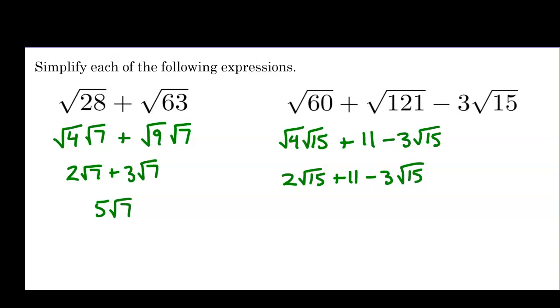So we have 3 terms. Only 2 of them are like terms, the terms with the square root of 15 in them. So we combine those 2 terms. 2 minus 3 gives us negative 1. And we wind up with 11 minus 1 square root of 15, or 11 minus square root of 15. We can write it either way.